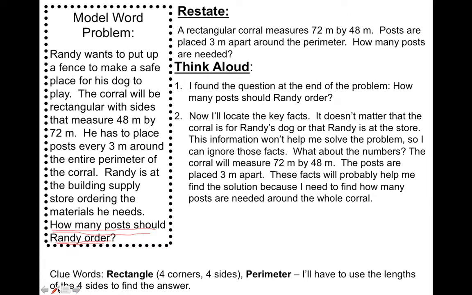Now I'm going to locate the key facts. Doesn't matter that the corral is for Randy's dogs or that Randy is at the store. This information doesn't help me solve the problem, so I can ignore those facts. So I'll cross out that Randy wants to put up a fence.